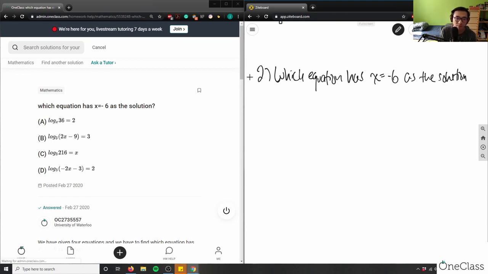So we have all these multiple choices here. We're given 4 equations. We have to know which equation has x equals negative 6. So let's solve all these equations. Let's do A first. So A is log base x of 36 equals 2, right?